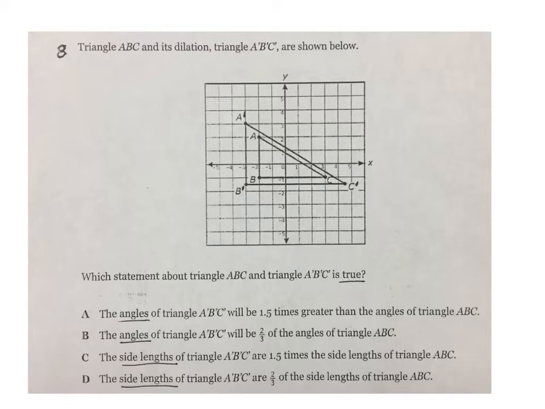Is it A, the angles of triangle A'B'C' will be 1.5 times greater than the angles of triangle ABC? B, the angles of triangle A'B'C' will be 2/3 of the angles of triangle ABC? C, the side lengths of triangle A'B'C' are 1.5 times the side lengths of triangle ABC? Or D, the side lengths of triangle A'B'C' are 2/3 of the side lengths of triangle ABC?